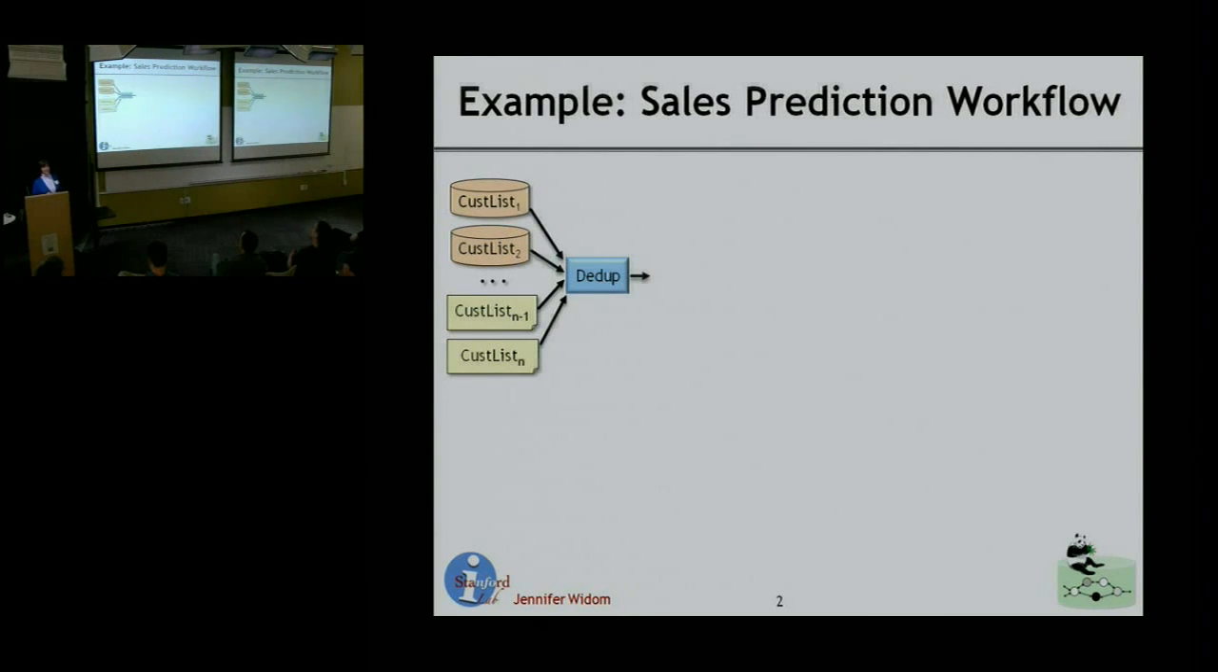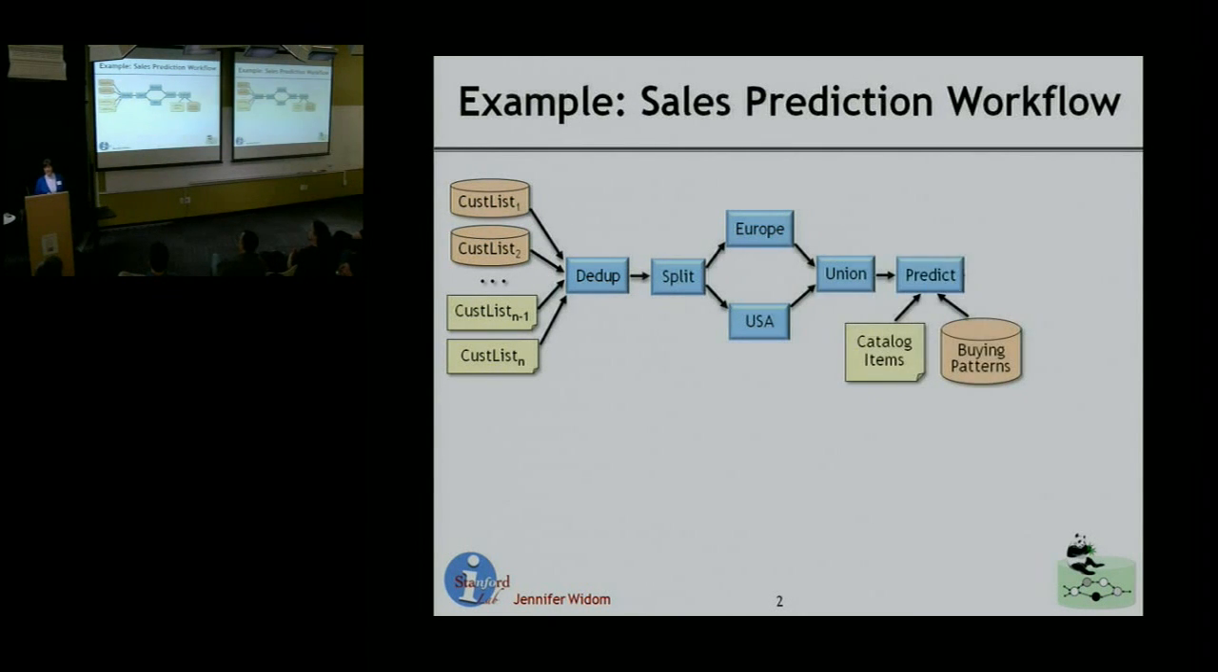The first thing we'll do is send those customer lists through some kind of deduplication operator. After the deduplication, we're going to canonicalize the lists in some form. We'll take the ones that look like they came from Europe and canonicalize them in one way. If it looks like they came from the US, we'll do it another way. This is just to demonstrate different shapes of workflows. Once they're in this canonical form, we'll union them back together. That's when we'll throw in information about our catalog and some of the buying patterns we've seen in order to make predictions about what the customers from those customer lists are going to buy. We'll aggregate our predictions to determine what type of sales we'll see.